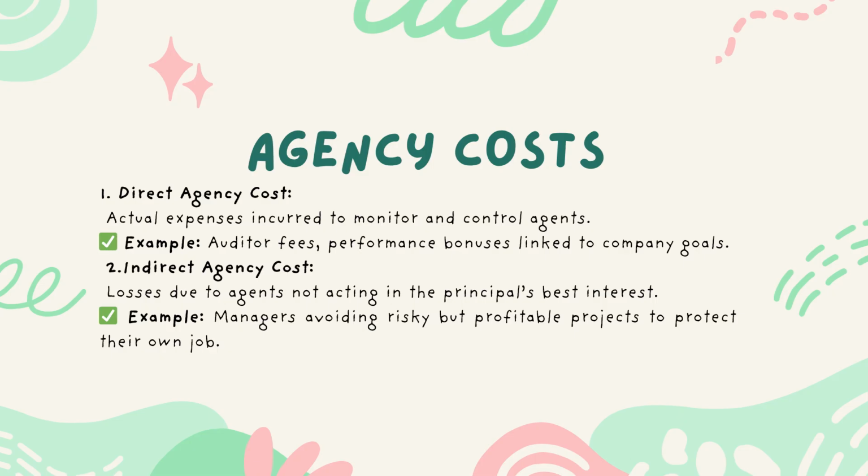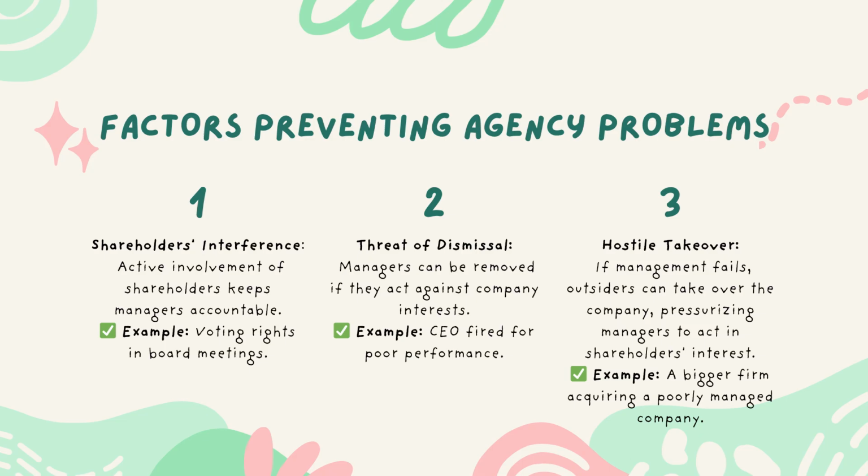Example: auditor fees, performance bonuses linked to company goals. Indirect agency cost: losses due to agents not acting in the principal's best interest. Example: managers avoiding risky but profitable projects to protect their own job. Factors preventing agency problems. 1. Shareholders' interference. Active involvement of shareholders keeps managers accountable. Example: voting rights in board meetings.